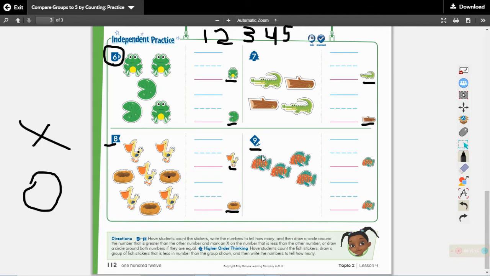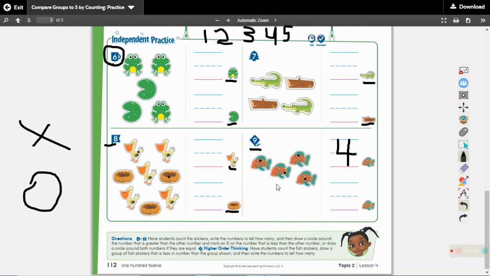Okay, number 9 is a little bit different. Number 9, we need to count the fish stickers. Go ahead and count those. 1, 2, 3, 4. We have 4 fish stickers, so we're going to do short line down, short line across, big line from the ceiling to the floor. That is how we write a 4.